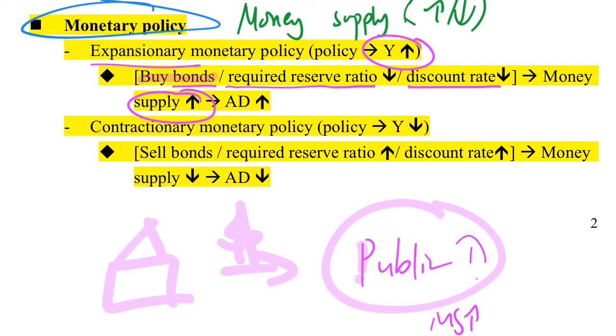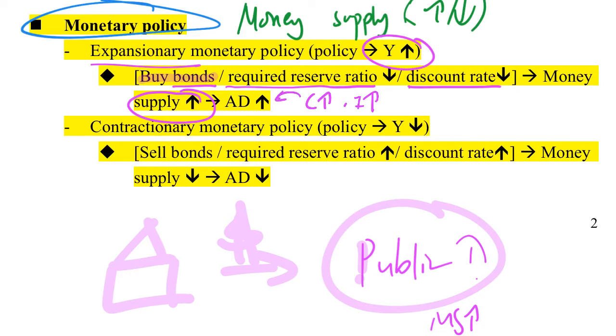And also the discount rate with the same logic. The central bank now has decreased the interest rate. That means the commercial banks can borrow more money. When they borrow money, they will lend more money to the public. So the money supply will increase. Very simple. So when the public holds more money, they can increase their consumption. They can increase the investment. These things will increase the AD.